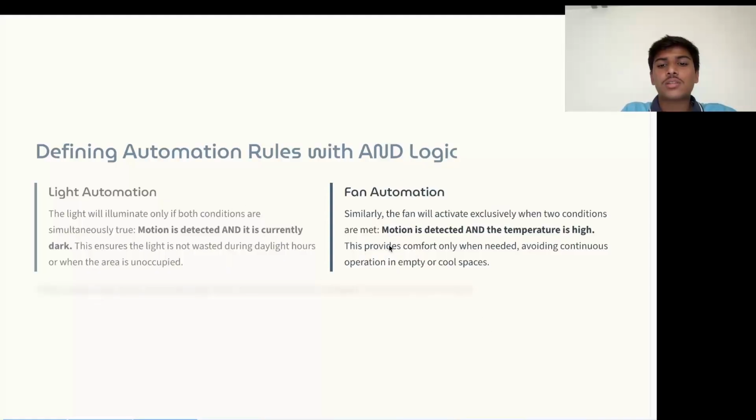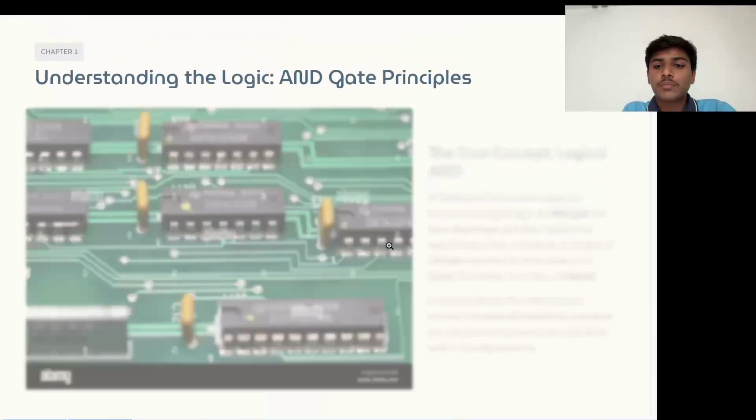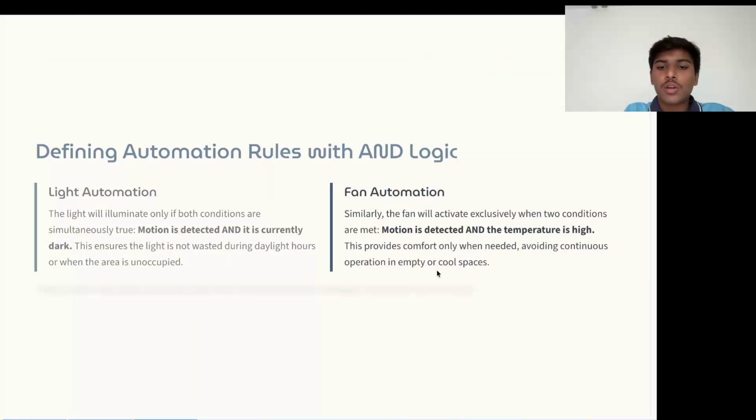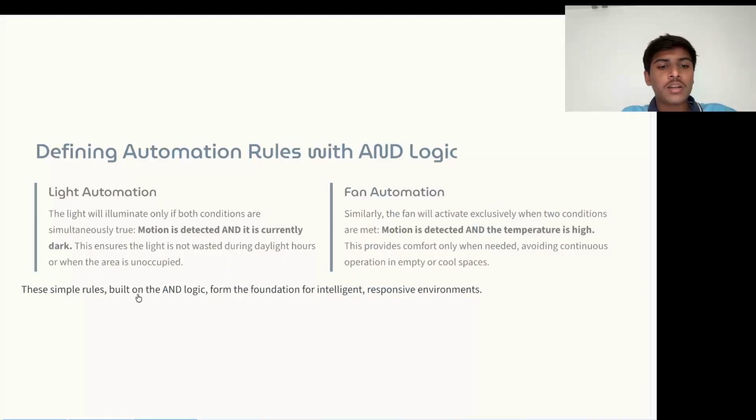When all conditions are satisfied and the output is 1, it is true only when all inputs are 1, and the output is 1, which is equal to true. This provides comfort only when needed, avoiding continuous operation in an empty or cool space. If there is a cool space or no motion is detected, the fan automation will not run. If the room is empty and the temperature is high, it will not run automatically. These simple rules built on AND logic form the foundation for intelligent, responsive environments.